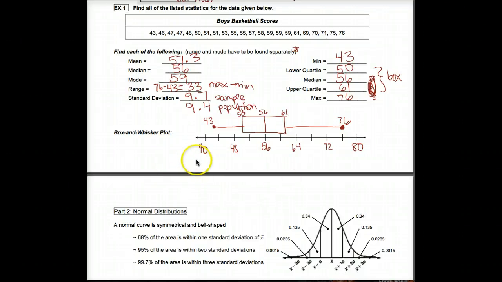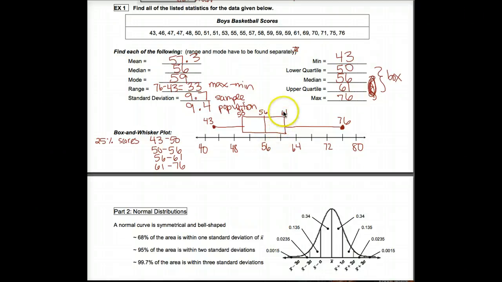What this tells us is that 25% of the scores are between 43 and 50. Another 25% are between 50 and 56, between 56 and 61, and between 61 and 76. So notice this range is a lot wider. This one a lot smaller, but they still hold the same percentage of the data.